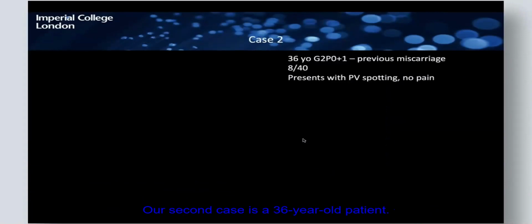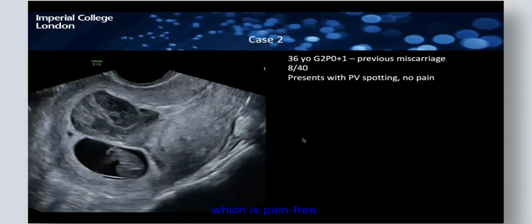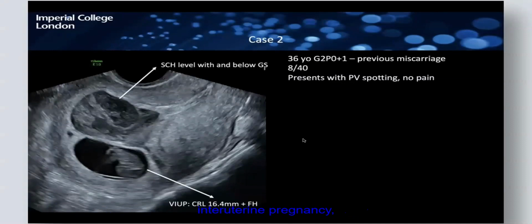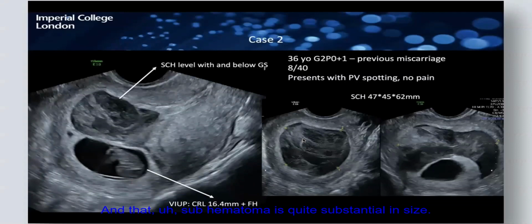Our second case is a 36-year-old patient. She's had a previous miscarriage and she's 8 weeks into a new pregnancy, and she has presented with some PV spotting, which is pain-free. Now we can see that she has got a viable intrauterine pregnancy, but adjacent to that gestation sac, there is a subchorionic hematoma, which is level with the sac. And that subchorionic hematoma is quite substantial in size. How should we manage her from here, and what should we be telling the patient?